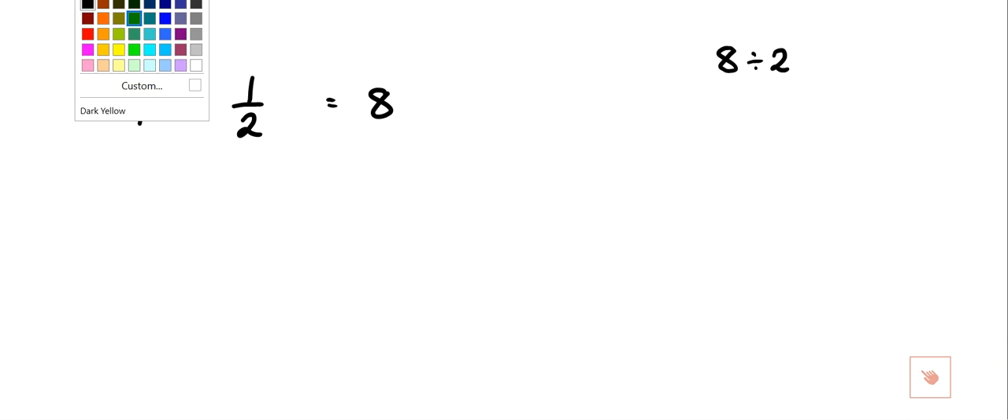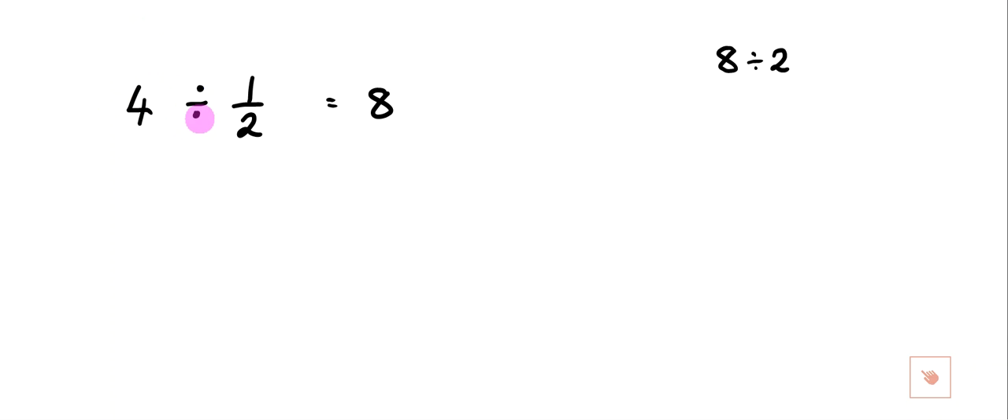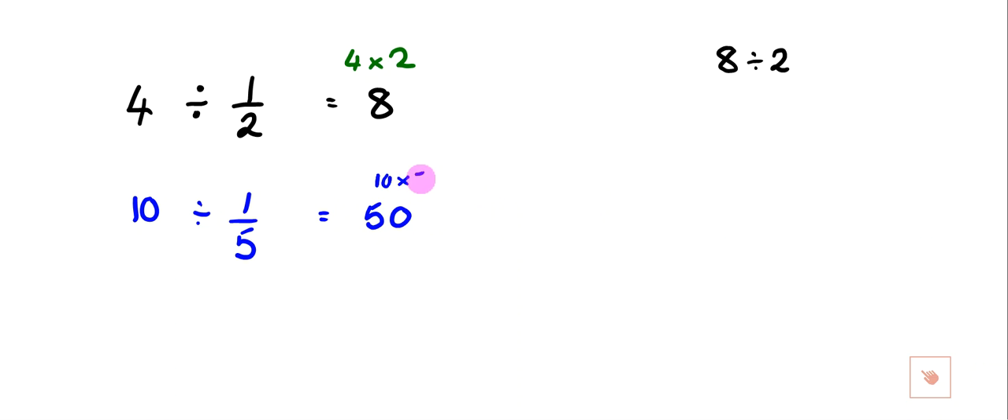Yes. Now, Dash, you did sort of make a link there. It isn't 4 divided by 2, but it could be 4 times 2. Now, I'm not saying that's what we do, but let's maybe consider that going forwards. What if I said to you 10 divided by fifths. 50. 10 times 5. Okay. Aaron? But it only works for one.